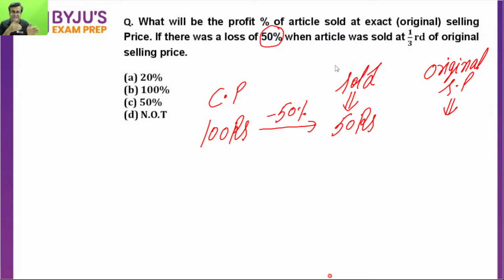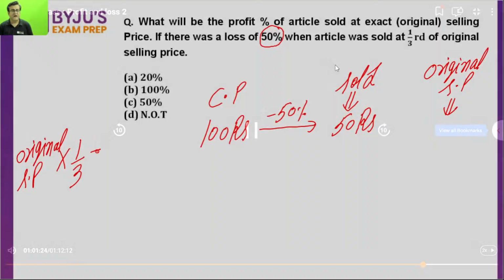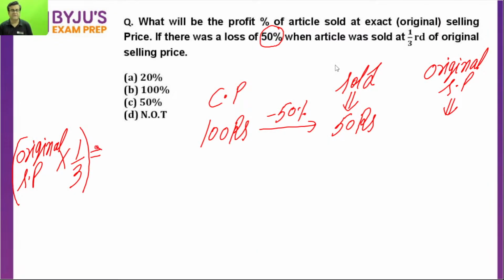What they are saying is, when the loss is there, the article sold at one third of the original selling price. Whatever the original selling price is, the article sold at one third of it. So the original selling price, tell me what will be the value? One third of original is 50. So original will be 150. If you put selling as 50, 50 into 3, 150 will be the original.